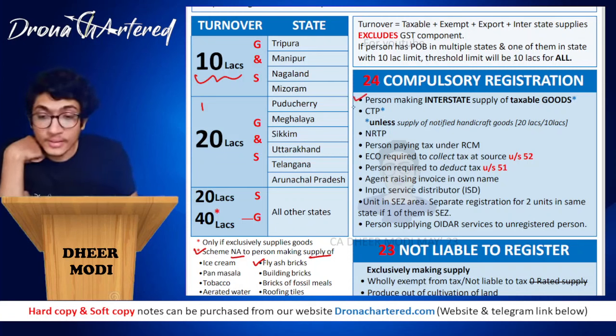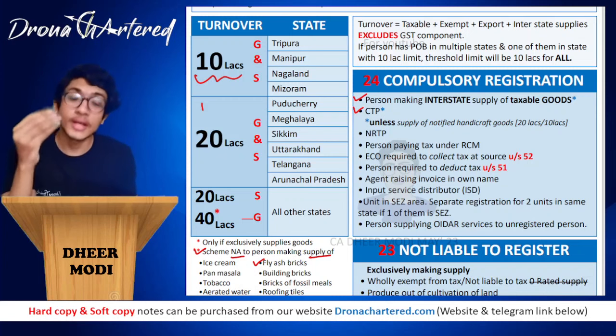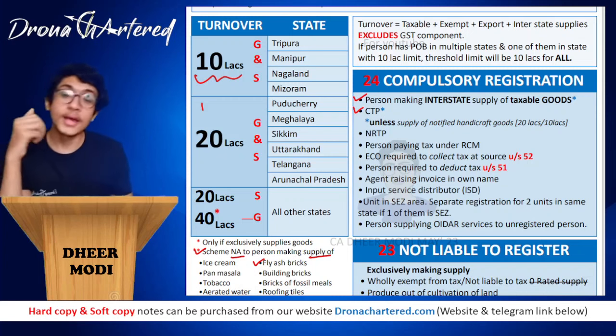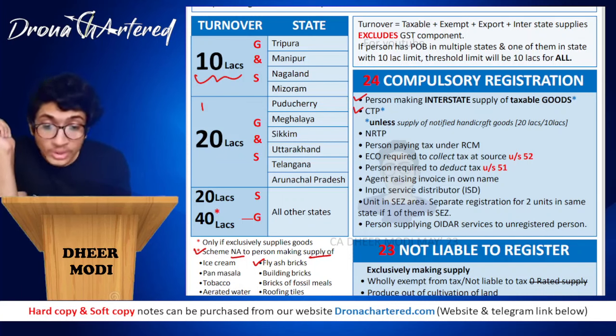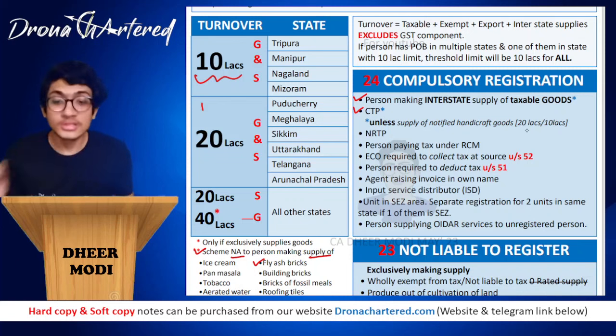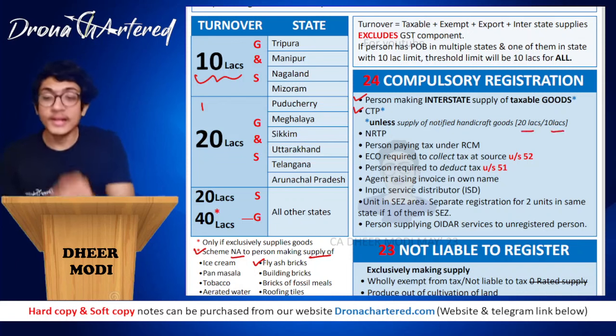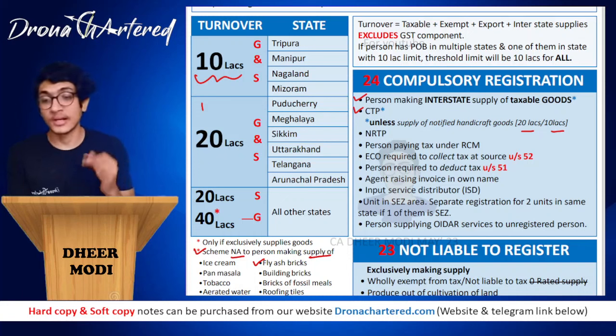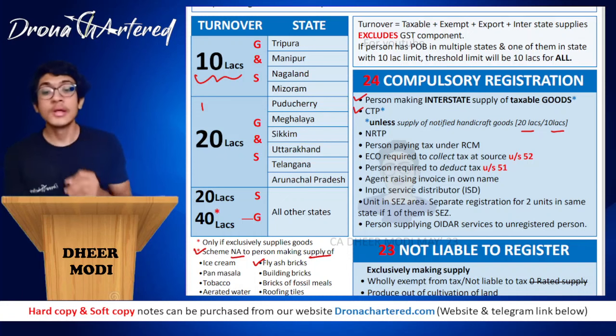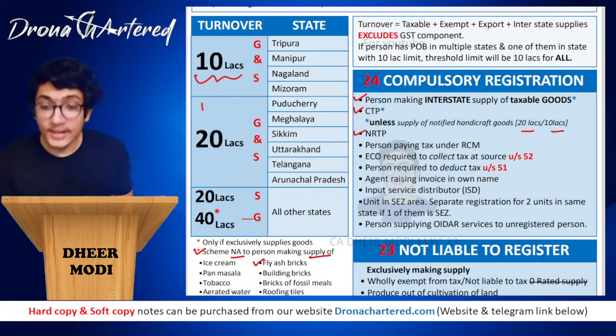So first point is done. Second is your CTP, that is your casual taxable person. A casual taxable person has to take compulsory registration unless he is supplying notified handicraft goods. In such a case, if he is supplying notified handicraft goods, then his limit will be 20 lakhs and 10 lakhs, as we studied in this table. That will depend, but otherwise CTP has to take registration until and unless he is supplying notified handicraft goods. Next is your NRTP, that is your non-resident taxable person.